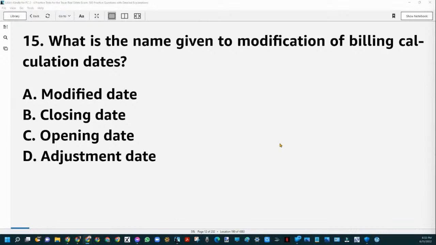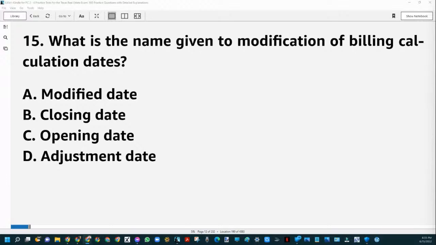Thank you for asking. What is the name given to modification of billing calculation dates? A, modified date. B, closing date. C, opening date. Or D, adjustment date. What is the name given to modification of billing calculation dates?